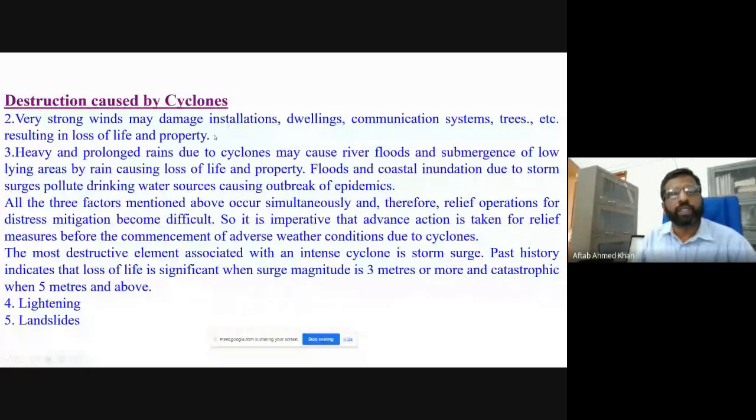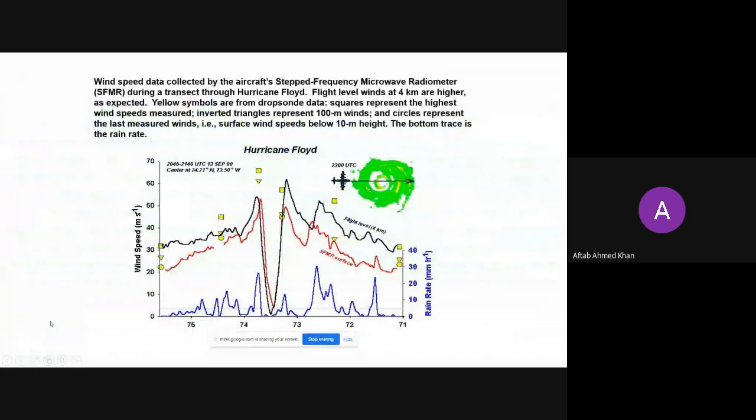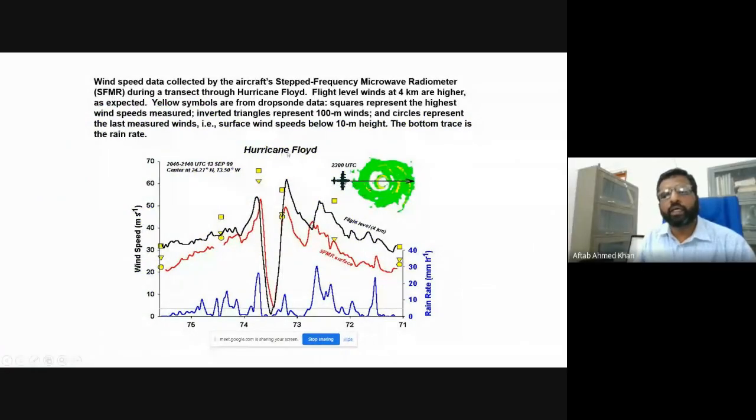Now, destruction from cyclones is also caused because of winds, all right? Rainfall, not only in the coastal region, rainfall could also occur in the interiors, and because of the rivers, it could lead to flooding, right? Then the damage of the cyclone is caused by lightning, as well as, because of strong rains, landslides.